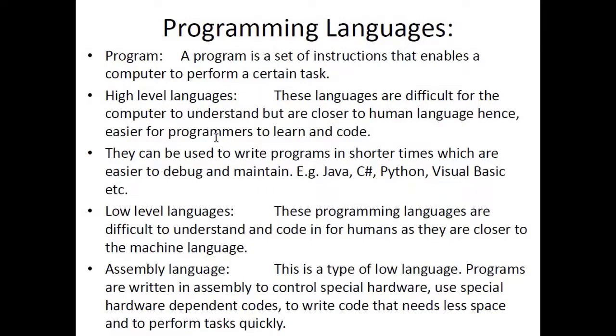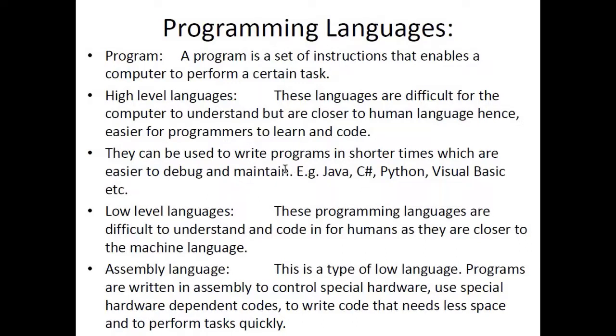Now, there are three types of programming languages: high-level languages, low-level languages, and assembly language. High-level languages are difficult for the computer to understand, but they are close to human language, hence they are easier for the programmer to learn, to code, to read, to write, and to debug. They can be used to write programs in shorter time. They are easier to debug and maintain.